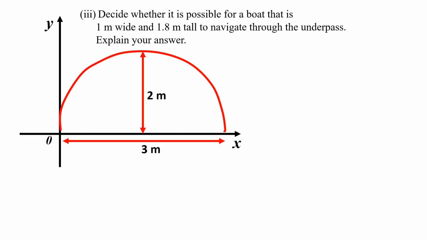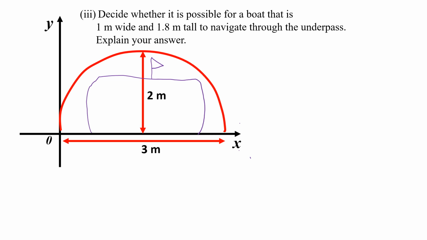Let me try to draw a boat. I'm not really very good at it, but we can try. The boat is 1 meter wide, and because the tunnel is symmetrical, we assume that the boat is traveling along the line of symmetry. So this boat will be 1 meter wide here and 1.8 meters tall. I think it has to be bigger. Sorry, I can't really draw a boat. So how do we go about this?